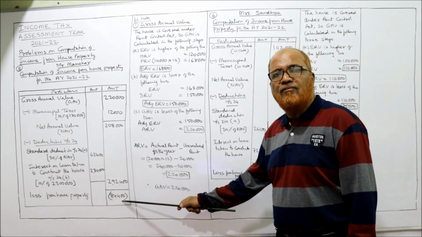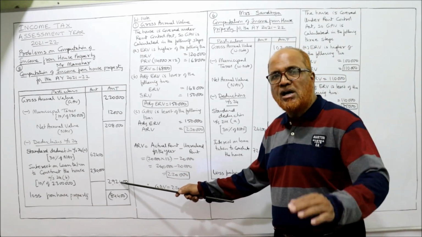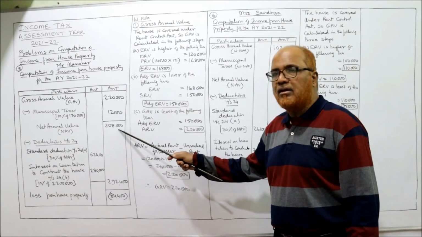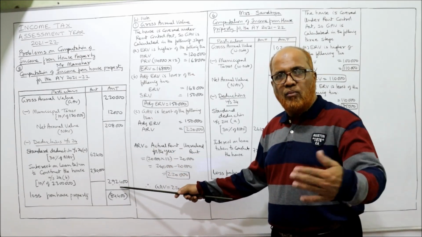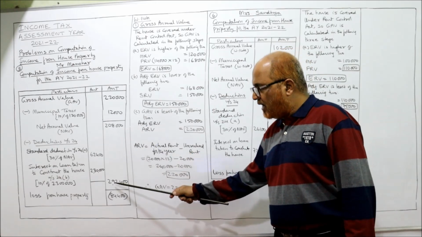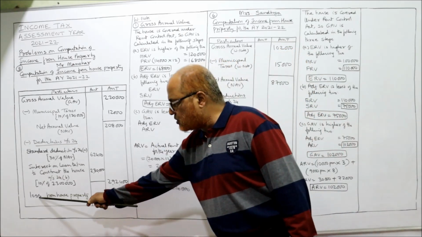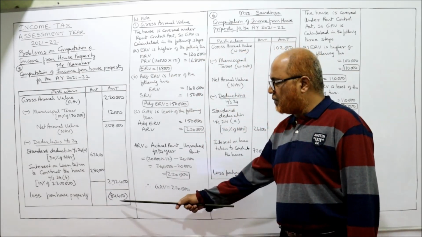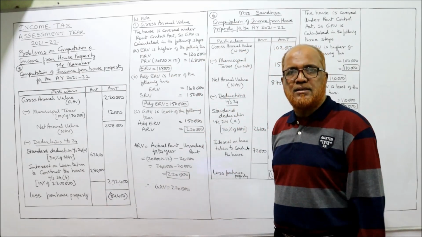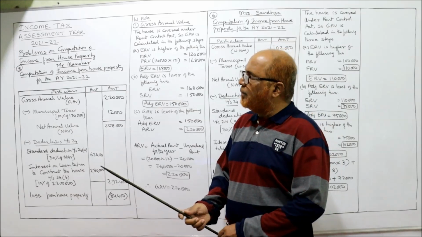Deduct 2,08,000 minus 2,92,400. You are getting negative because deductions are more than NAV. So 2,08,000 minus 2,92,400, you are getting minus 82,400. That means it's a loss. Loss from house property 84,400. That's it. This is the end of problem number 5.